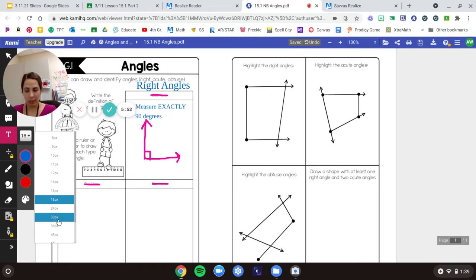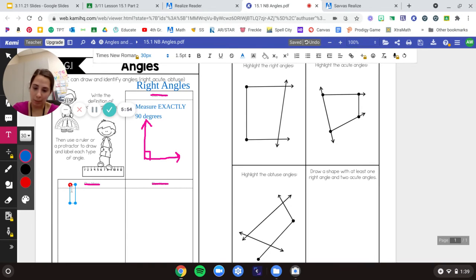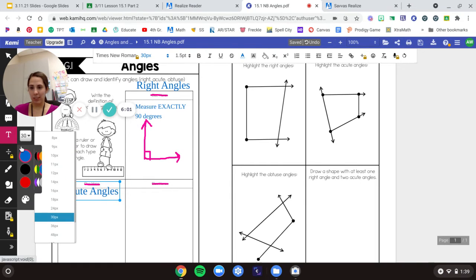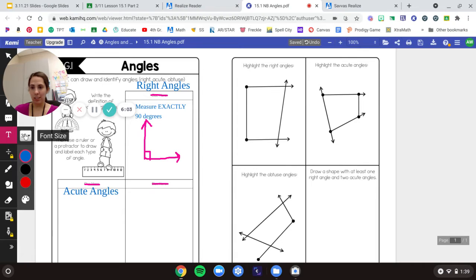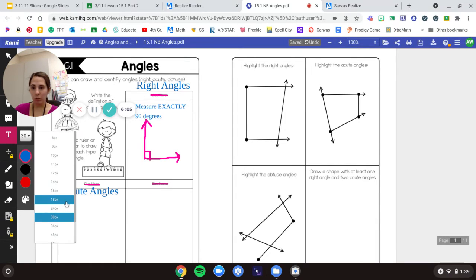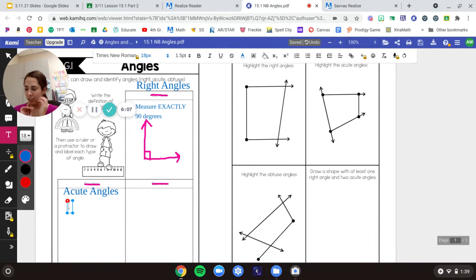Another angle that we talked about was my personal favorite, acute angles. We talked about acute angles. We said they're acute because they're so small. So acute angles measure less than 90 degrees.